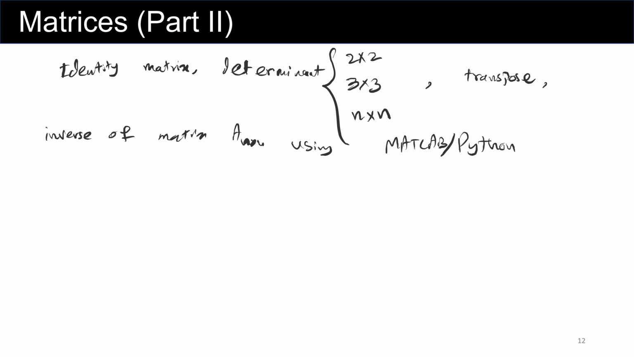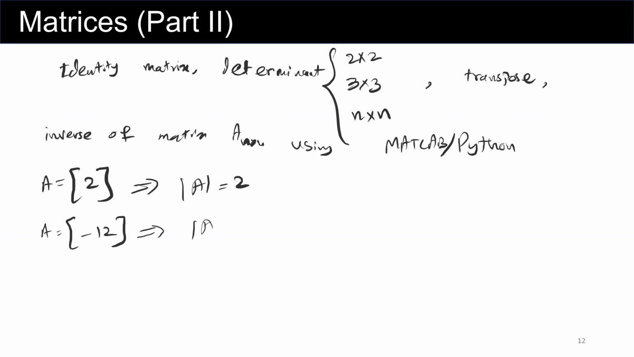A small point that I want to mention here is that determinant of a 1 by 1 matrix is just itself. So if matrix A is equal to 2, then determinant of A is 2. Or if matrix A is minus 12, determinant of A is equal to minus 12. That was all for part 2 of matrices.